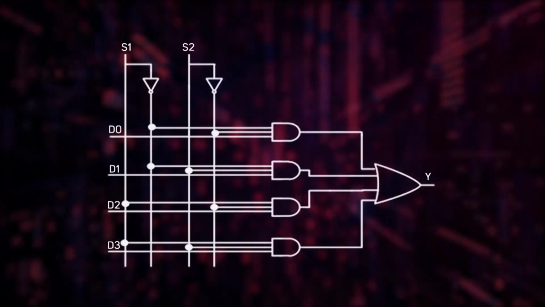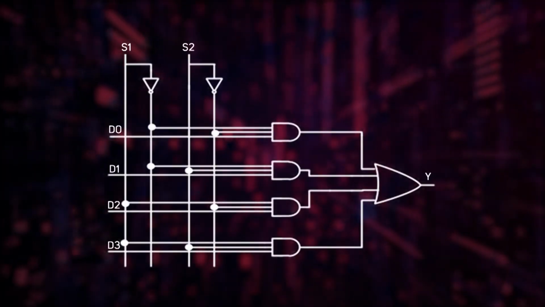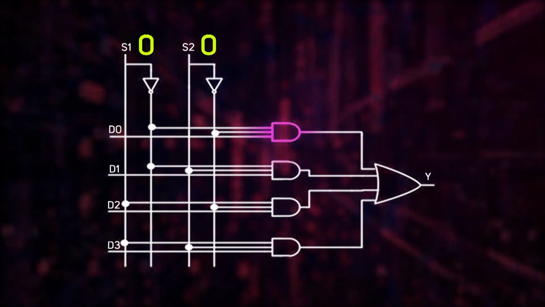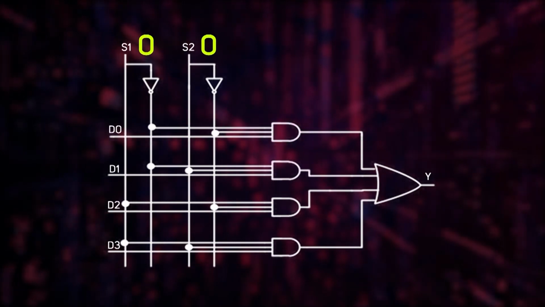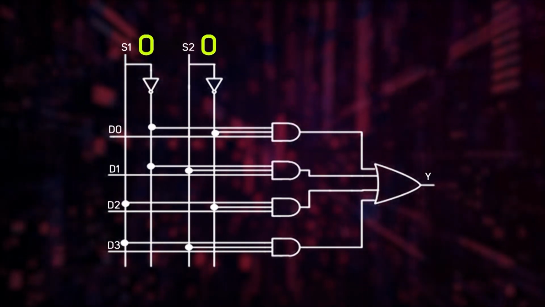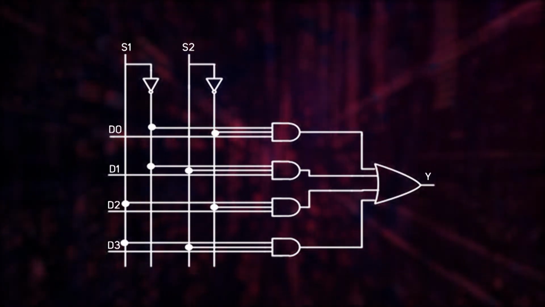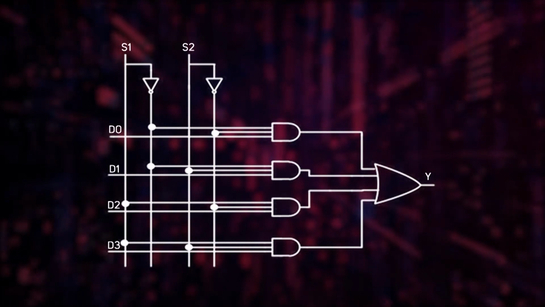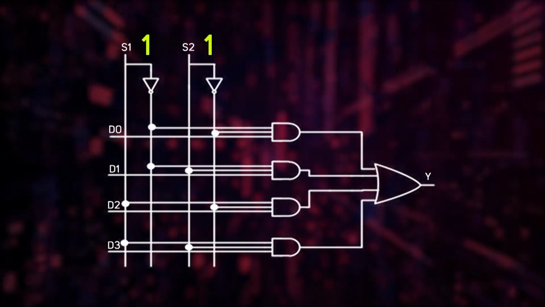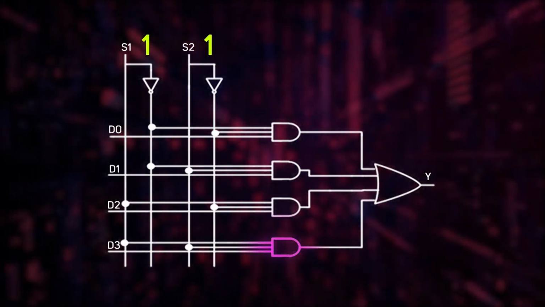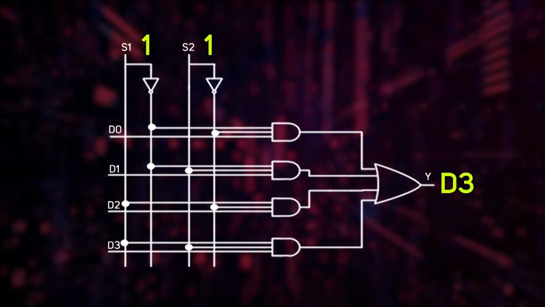However, the control input determines which of the input data bits is transmitted to the output. For instance, as shown in the figure, when S1, S2 equal to 0, 0, the upper AND gate is enabled while all other AND gates are disabled. Therefore, data bit D0 is transmitted to the output, giving Y equal to D0. If the select input is changed to S1, S2 equal to 1, 1, all gates are disabled except the bottom AND gate. In this case, D3 is transmitted to the output and Y becomes D3.